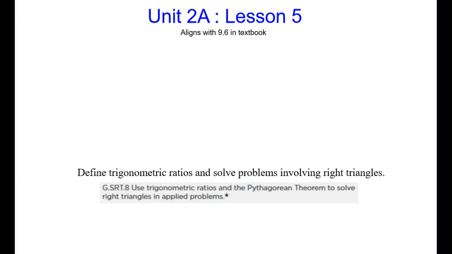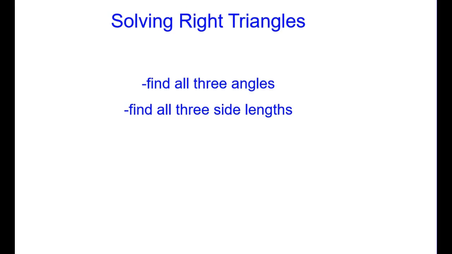Unit 2A, Lesson 5. This lesson will align with Lesson 9.6 in your textbooks. The one standard we're going to work with in this lesson: use trig ratios and the Pythagorean theorem to solve right triangles in applied problems. What it means to solve a right triangle is that in the end you're going to find all three angles and find all three side lengths.